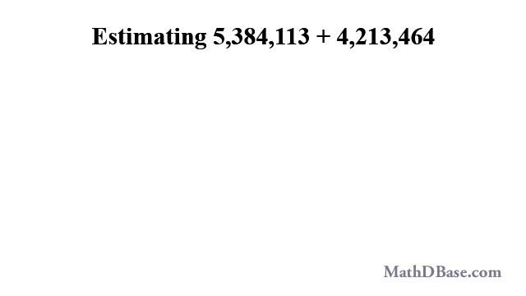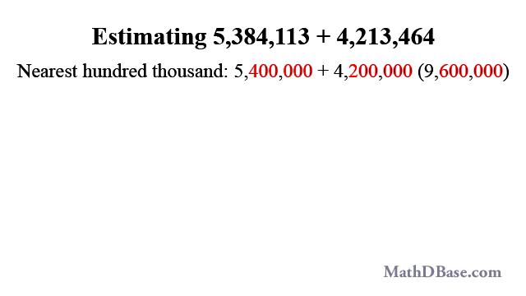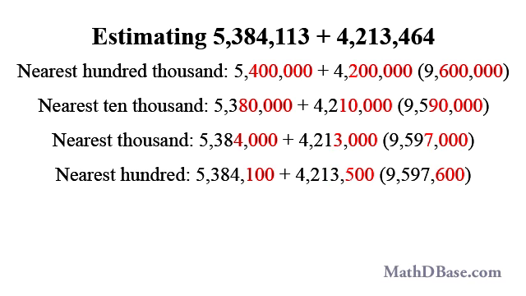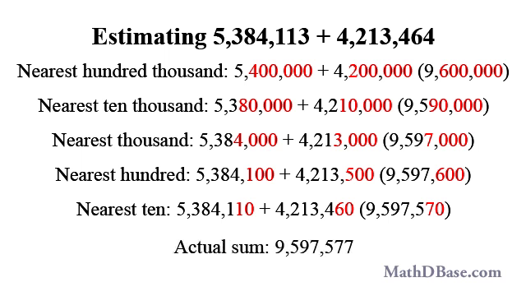For example, we can give some estimates of the sum of 5,384,113 and 4,213,464. A quick glance and an application of the rounding rules indicates that the sum will be in the neighborhood of 9,600,000. Rounding 384,113 up to 400,000 and 213,464 down to 200,000. Rounding again, taking the 100,000s, 10,000s, and thousands places into consideration, a better estimate is 9,597,000. The actual sum is 9,597,577. So our quick glance estimate was pretty close.